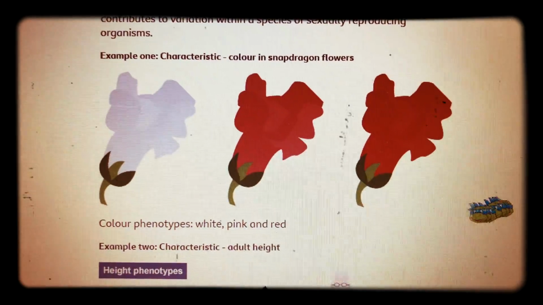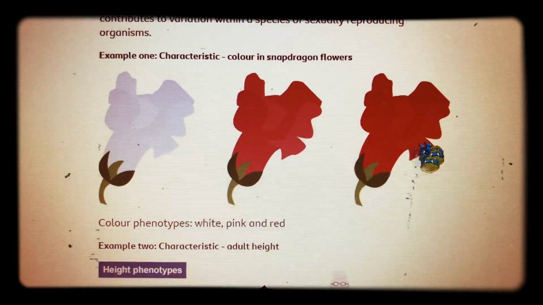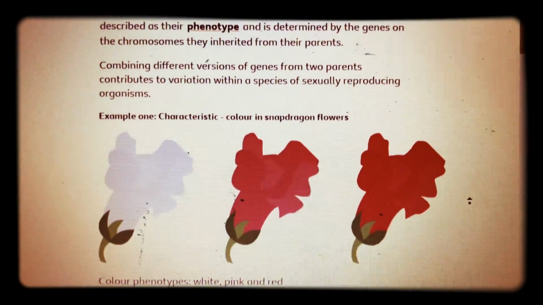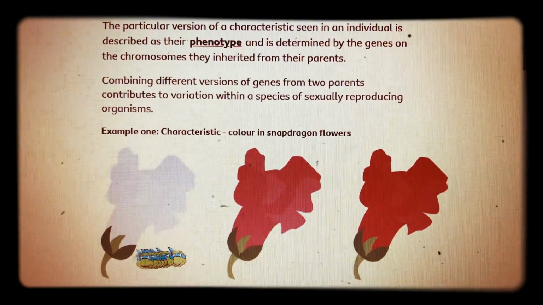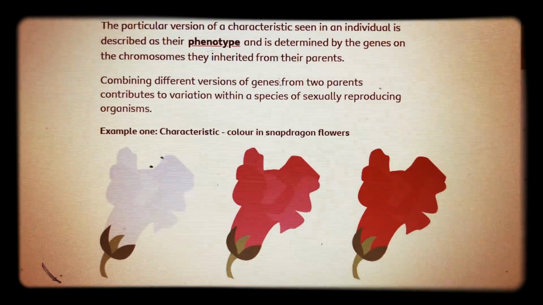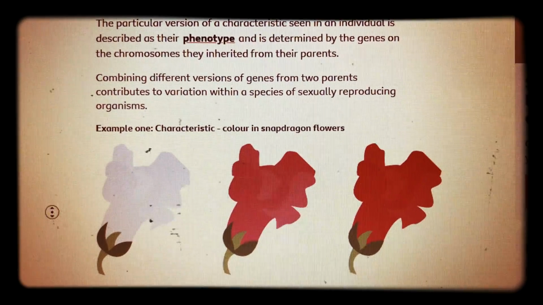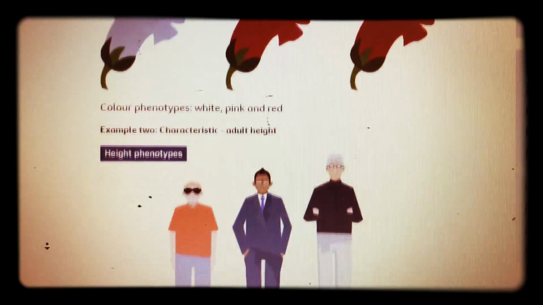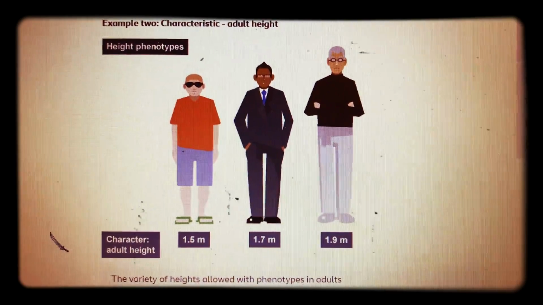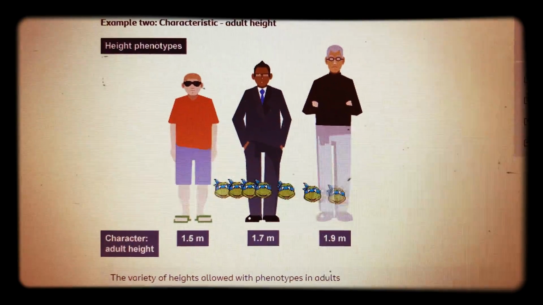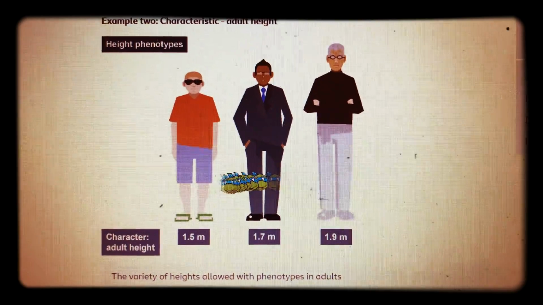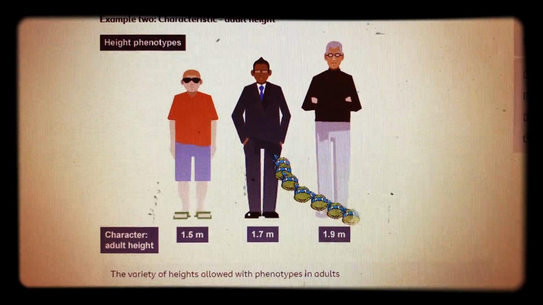We've got 3 flowers here, so the colour is actually the phenotype of these flowers. These are snapdragon flowers. The colour is determined by the genes on the chromosomes these flowers have inherited from their parents. Another characteristic, which is height, could reveal phenotypes. So this could be a height phenotype. There's me in the middle, looks like that.